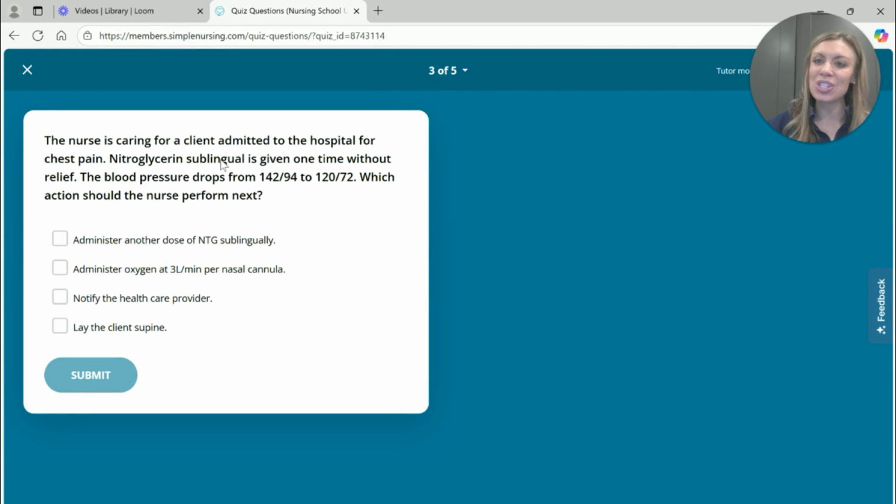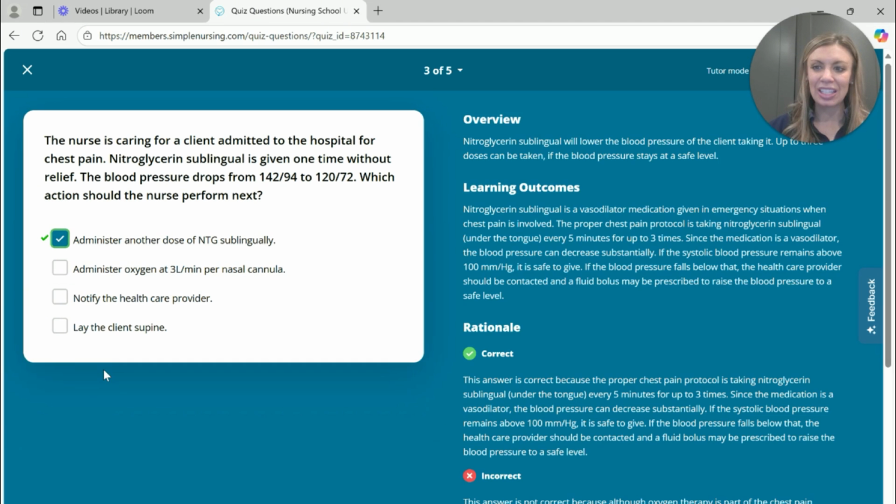The next one, the nurse is caring for a client admitted to the hospital for chest pain. Nitroglycerin sublingual is given one time without relief. The blood pressure drops from 142 over 94 to 120 over 72. Which action should the nurse perform next? Nitroglycerin sublingually, we can give it 3 times, 5 minutes apart. So for this, I would want to give another dose, especially since we're not too low.